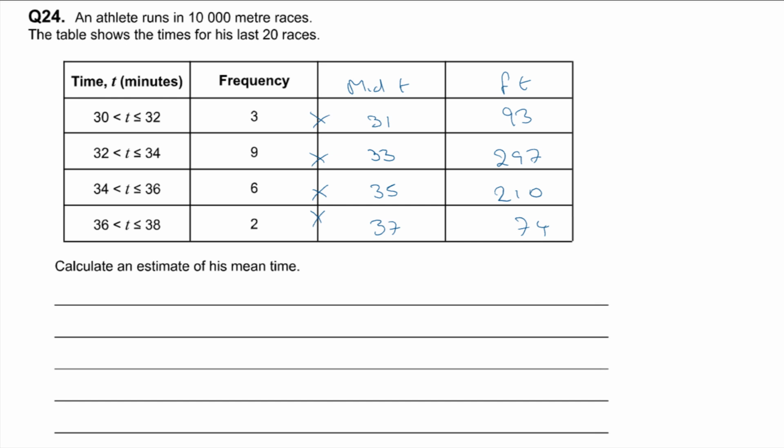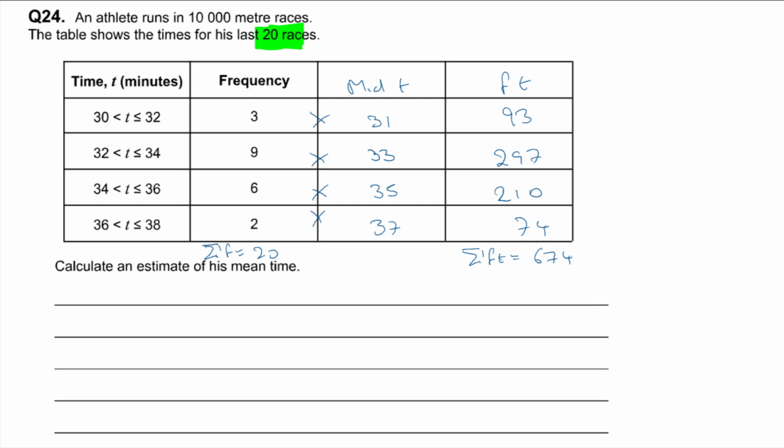Okay, so sigma f, the sum of the frequencies, is going to be equal to 20, because it already tells us there, but we can add them up as well. And sigma ft, the sum of the frequencies times the times, that's going to be 74 plus 210 plus 297 plus 93. Four values comes to 674.